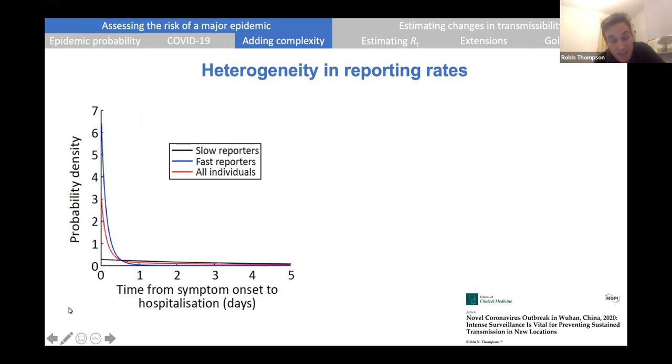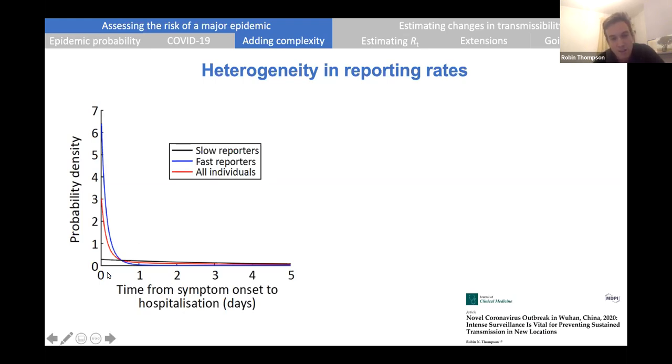Something else that I did in the same paper was I said, well, what happens if there's heterogeneity between different individuals in the population? One example is that you could have some individuals that are simply inclined to be fast reporters. So if they develop symptoms, they're going to report to hospital very quickly. And you might have some individuals that are slow reporters. Typically if they develop symptoms, they might report disease a lot more slowly. Of course, there are lots of different types of population heterogeneity, but this was one of the types that I considered in this very early study.